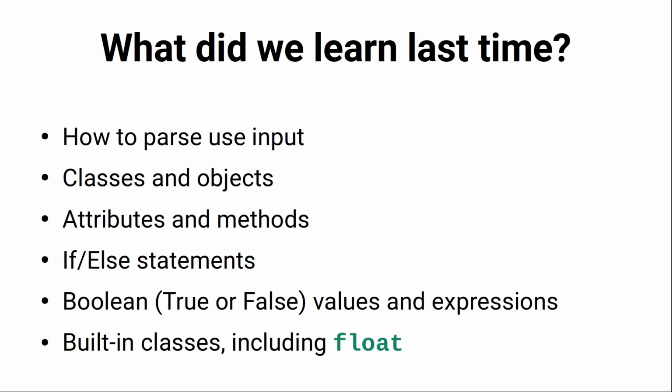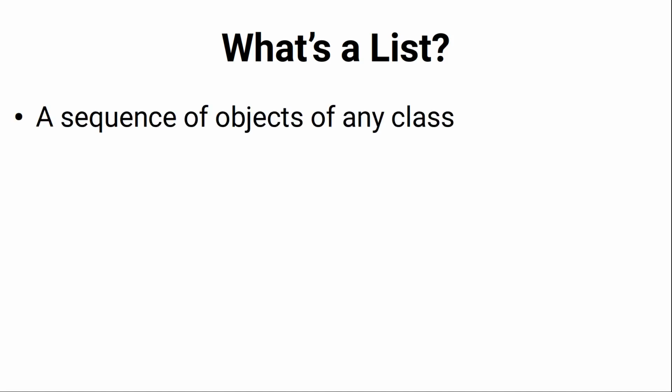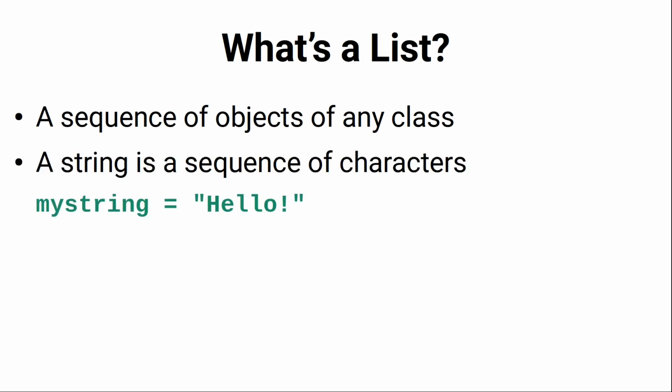But now it's time to learn about another important built-in class. If you need to have a collection of values in a specific order, Python lets you put them in a list, which is pretty much what it sounds like. It's a sequence of objects that can have any class, kind of like how strings are sequences of characters.